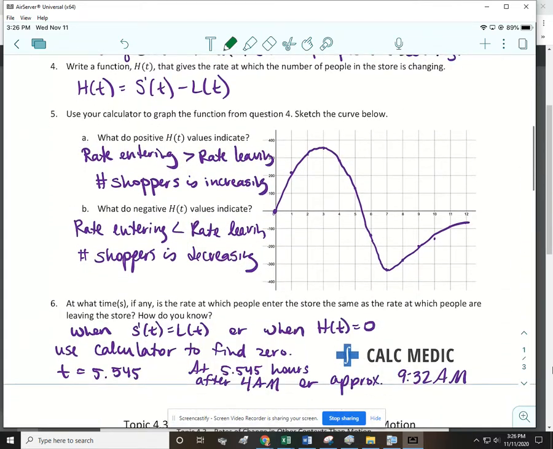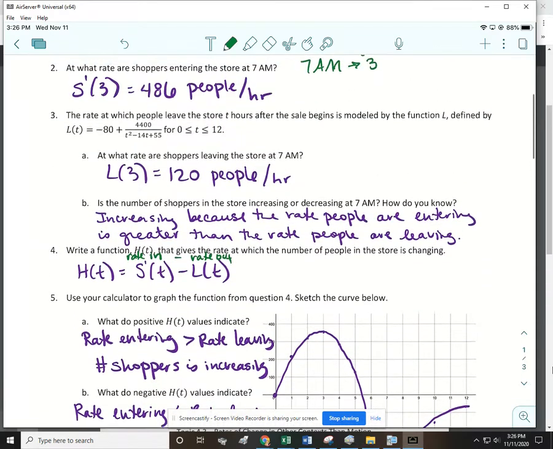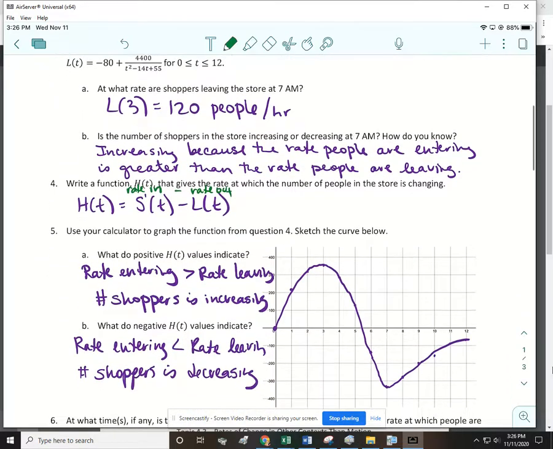Okay, and then 4 asks us to write a function h of x that gives the rate at which the number of people in the store is changing. So that's where we take the rate at which people are entering, which we'll call rate in, and subtract the rate at which people are leaving, which is rate out. All right, so rate in was S prime, rate out is L.